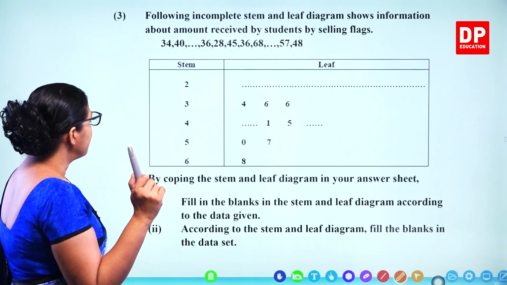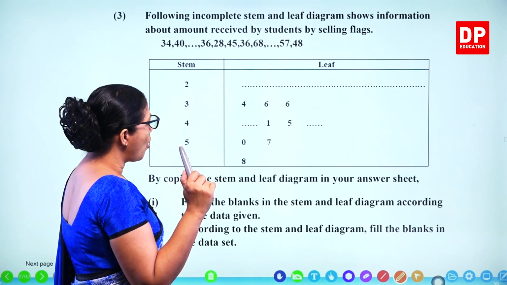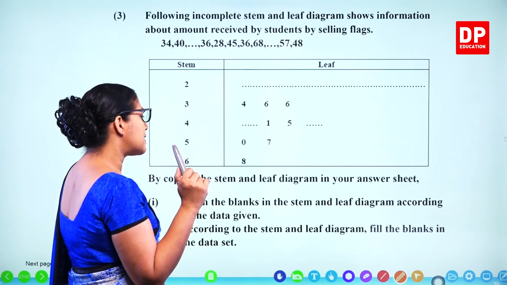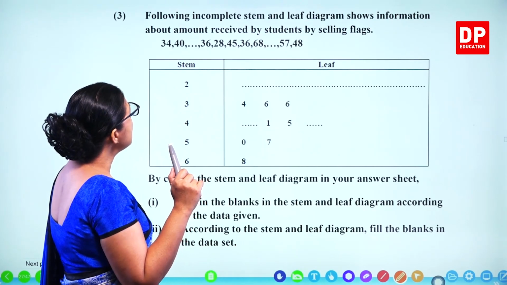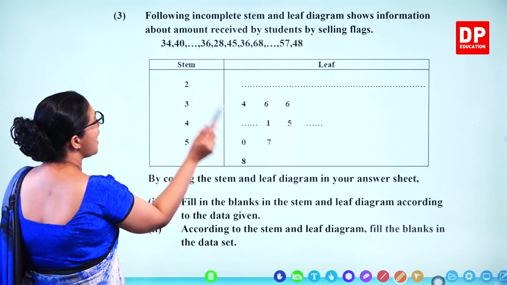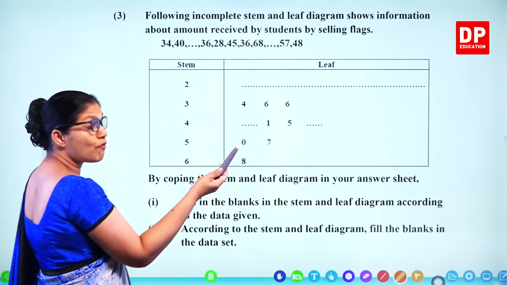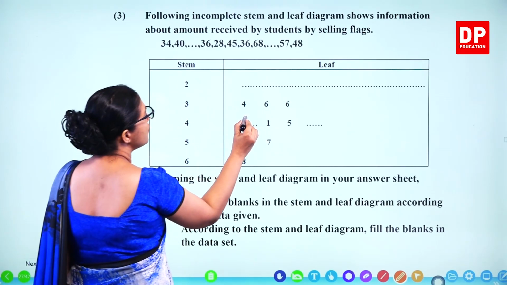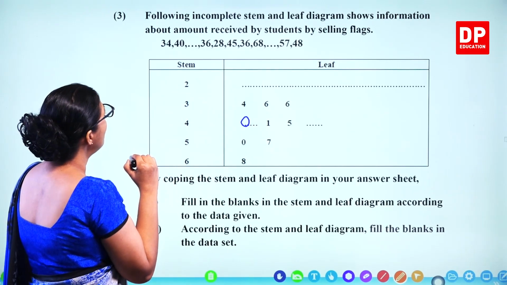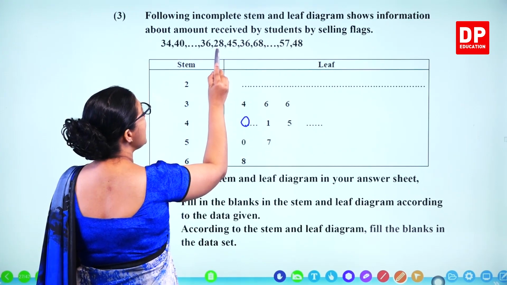By copying the stem and leaf diagram in your answer sheet, fill in the blanks in the stem and leaf diagram according to the data given. Look at the data set. 34 is there. 40, 40 is not shown. So here 44 is there, so that means this should be 0. Then 36 is there. Then 28.